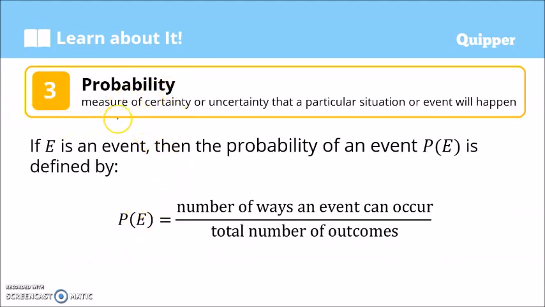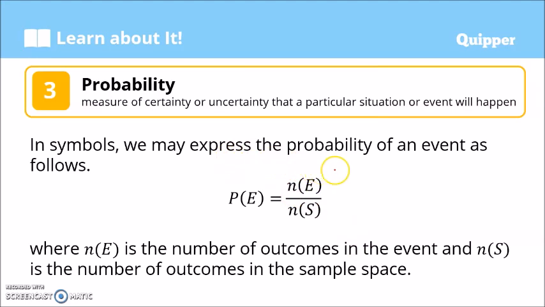Now, probability. So when we say probability, probable, it refers to the measure of certainty or uncertainty that a particular situation or event will happen. Okay? It's the chance of getting a particular event. So if E is an event, then the probability of an event is given by P of E. And that's defined by probability of an event, or P of E, equals the number of ways an event can occur divided by total number of outcomes.